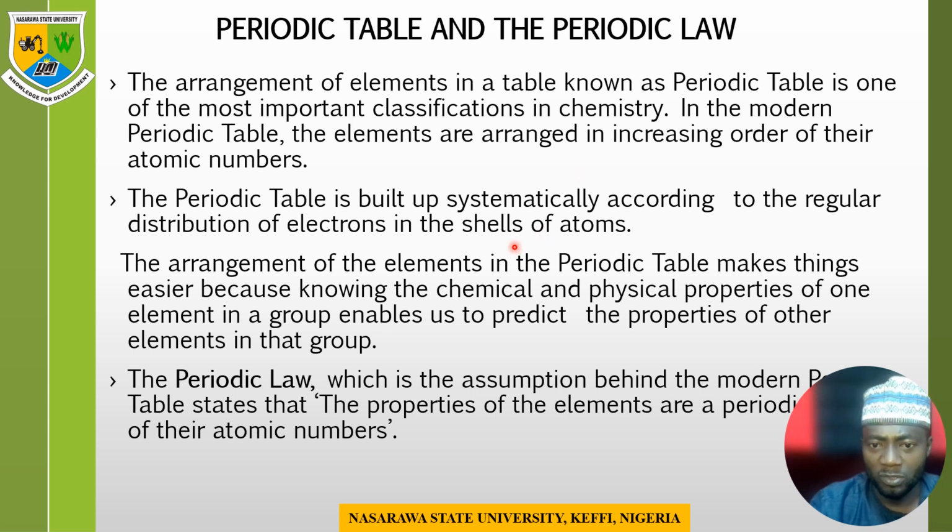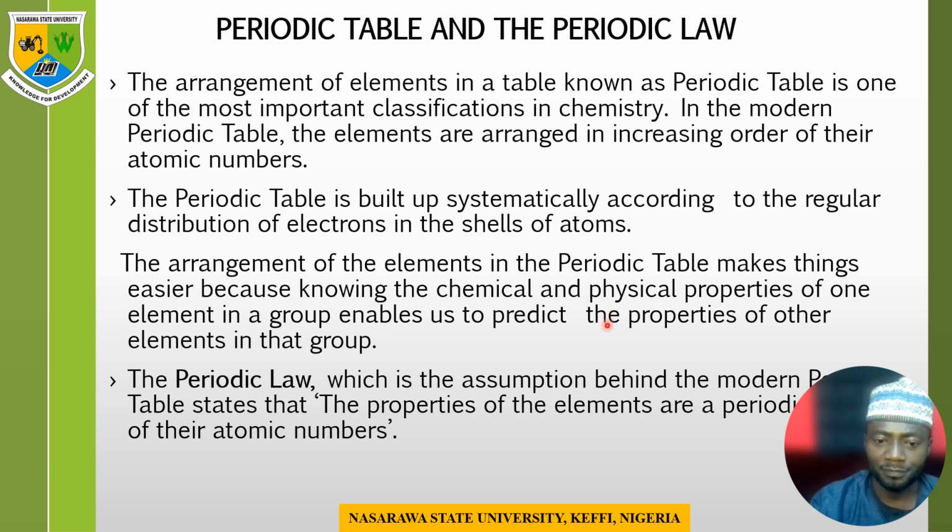The periodic table is built up systematically according to the regular distribution of electrons in the shells of the atom. The arrangement of elements in the periodic table makes things easier because knowing the physical and chemical properties of one element in a particular group will enable you to predict the properties of other elements in the same group, because elements that are placed in the same group exhibit similar physical and chemical properties.